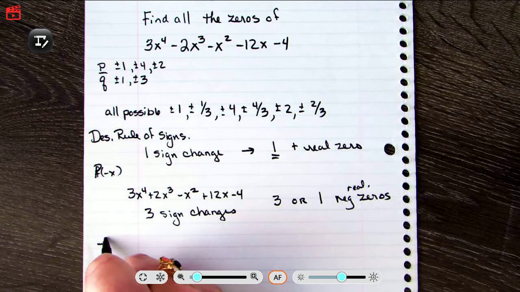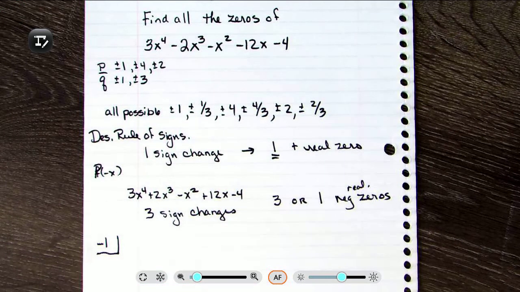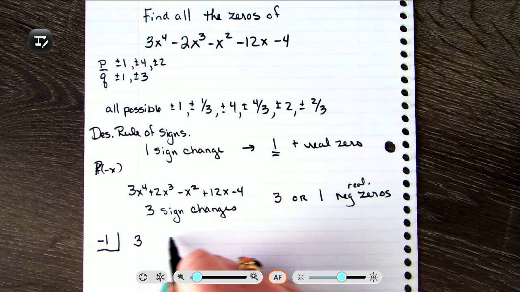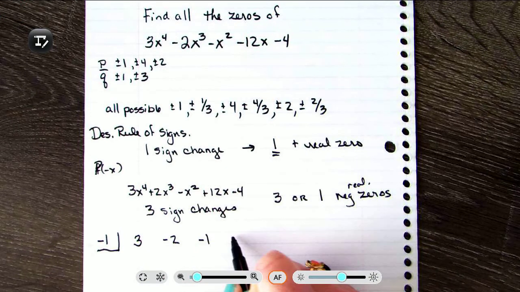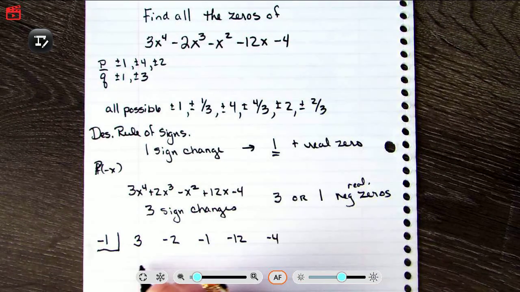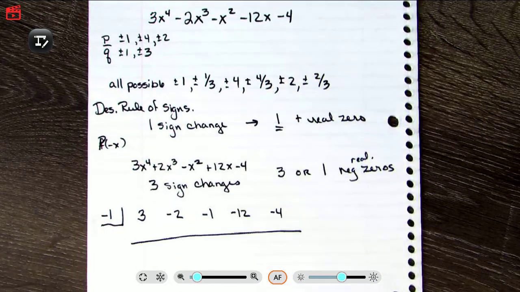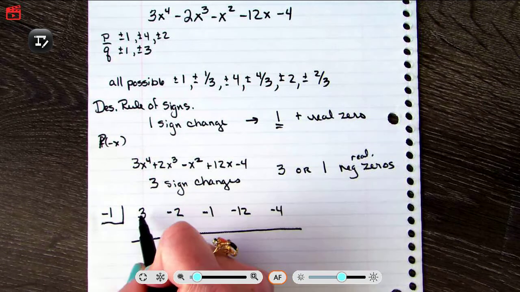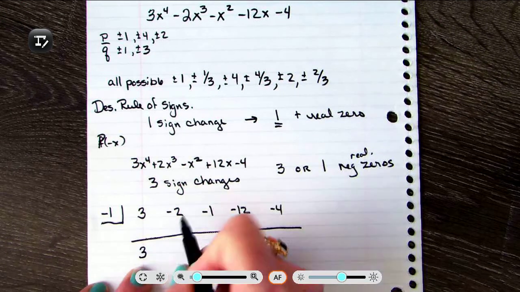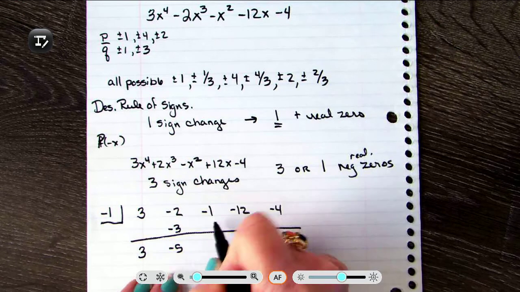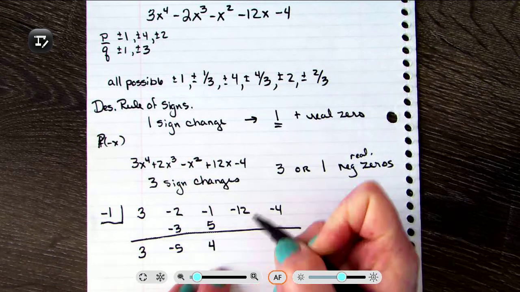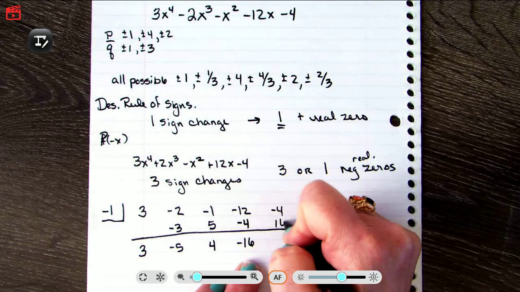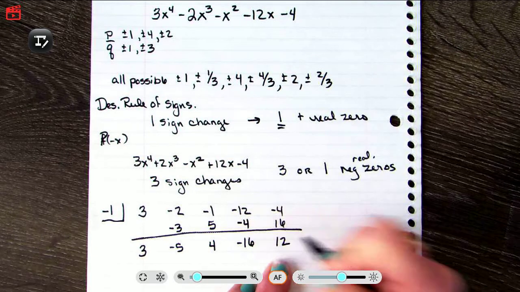I'm going to try, just off the bat, -1 and see what happens. I'm going to put my coefficients in here. I'm doing synthetic division because it's a little faster, and if it works, I know what the resulting quadratic is. So bring the 3 down. I multiply and add, multiply and add, multiply and add, multiply and add.